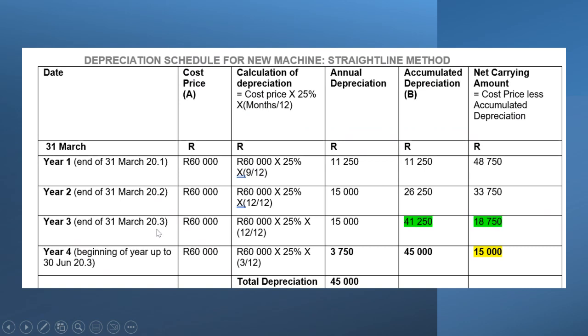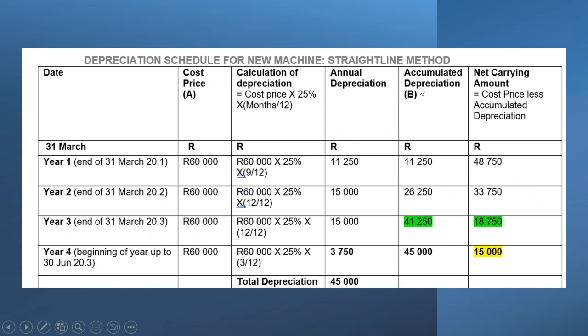Then we move to year 3. Remember, in year 3, our cost price will remain the same because we are applying the historic cost principle. We kept it at its original price. Then to calculate the depreciation, we say 60,000 times 25% times 12/12. Remember, this machinery was still with us for the full year. So we're going to depreciate for the full year. That's why it's going to be 15,000 rand again.